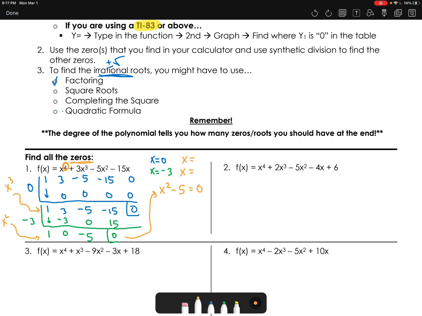Okay, so I'm going to set this equal to 0 and solve for x. So I'm adding 5 to both sides. X squared equals 5. Square root both sides, and I get x equals positive or negative square root of 5. Okay? And so our 2 zeros are the square root of 5 and the negative square root of 5. You can leave it just like this if you want, or you can split it up. I like to split it up because I think it helps me see that I have 4 zeros here, okay?